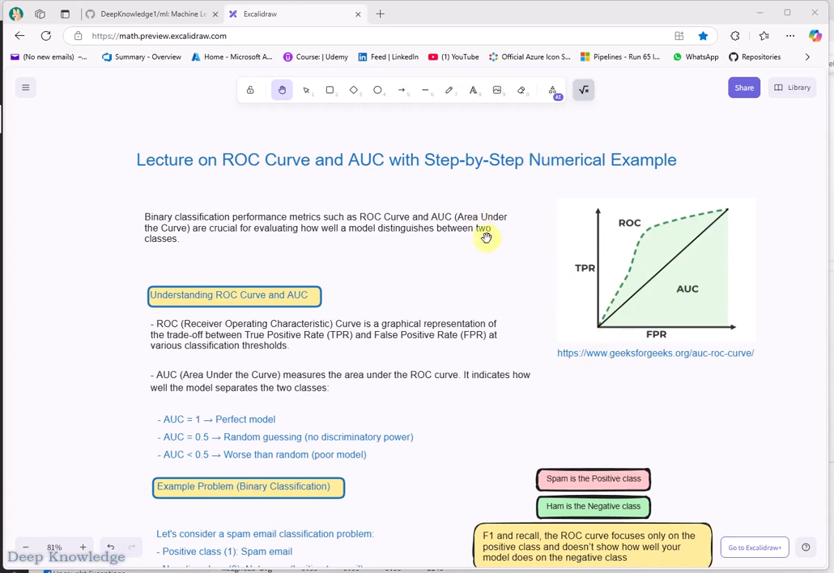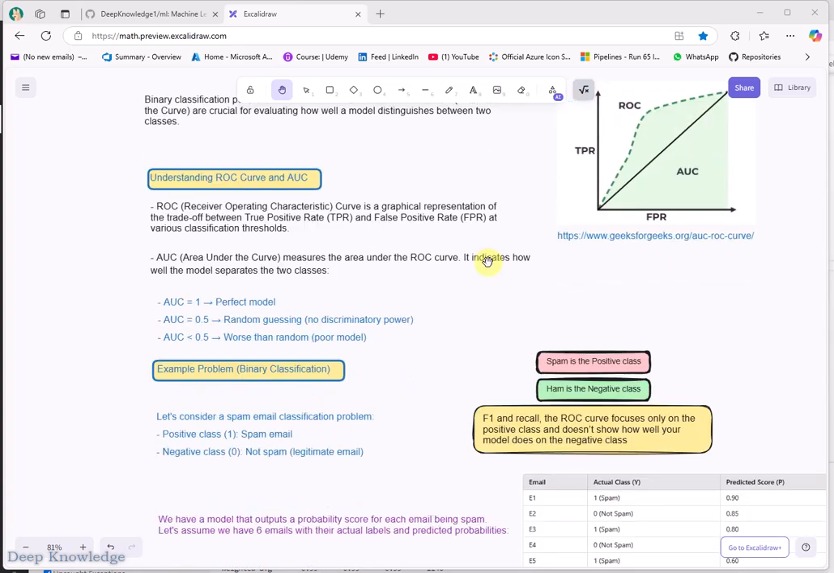Have you ever wondered how your emails know which messages are spam and which ones are important, and go to the inbox? And have you also wondered how Netflix recommends the perfect show for you? That's all about how your model can separate the right choices from the wrong ones. And that's where the ROC and AUC come in.